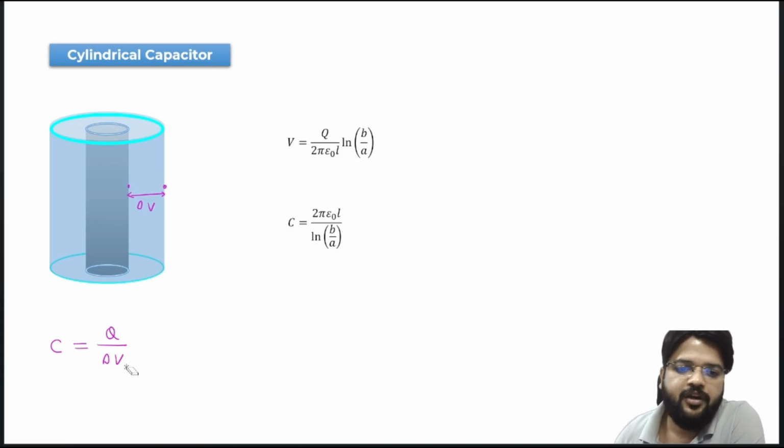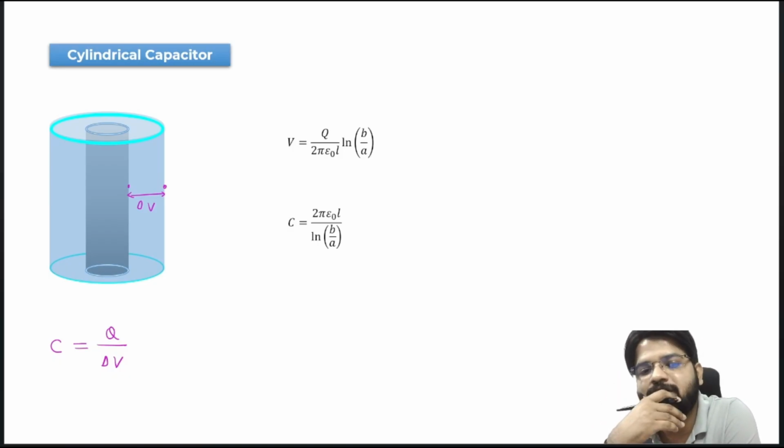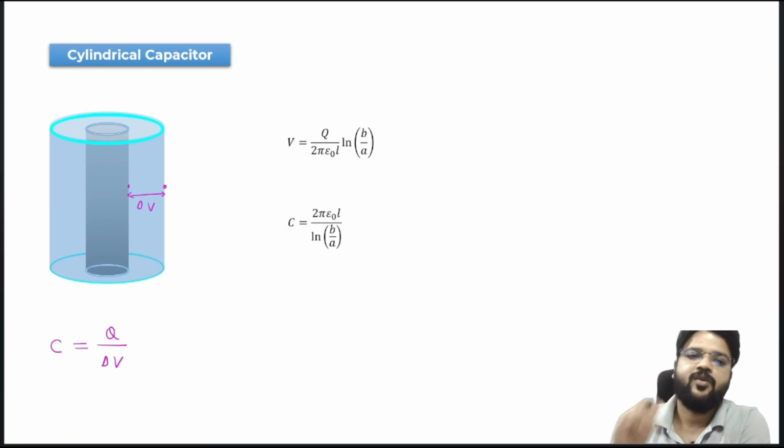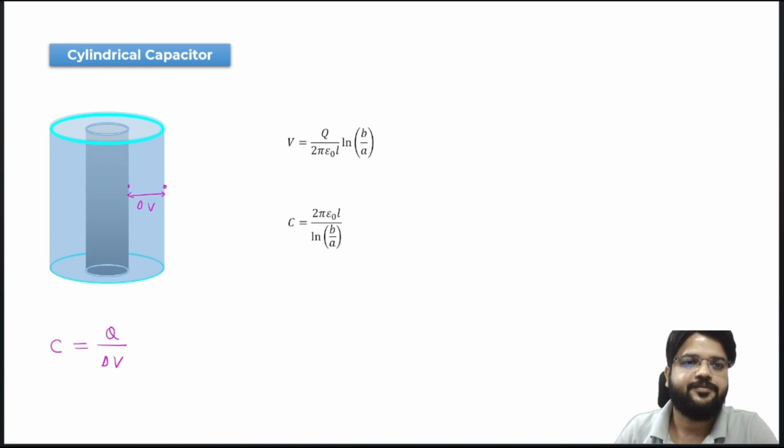So here we want the potential difference, correct? And the potential difference depends on the electric field. So first of all we need to find the electric field also. Once we get the electric field, we will get the potential difference between these two surfaces. So let's see how we will get this electric field.